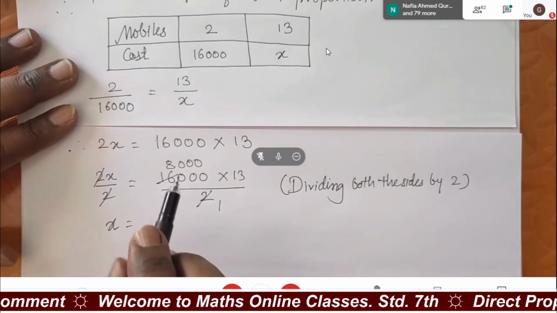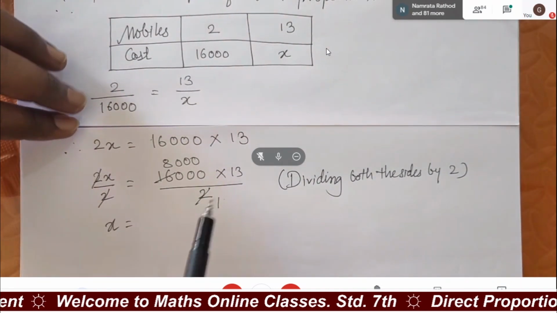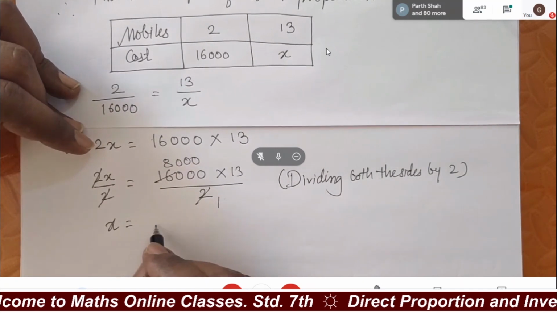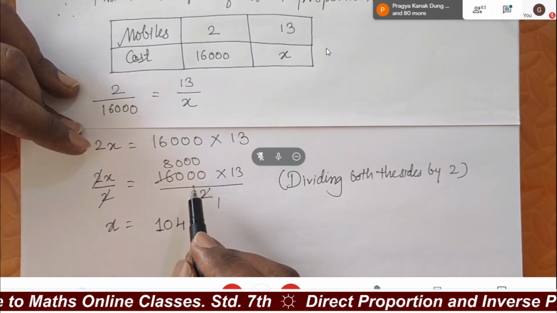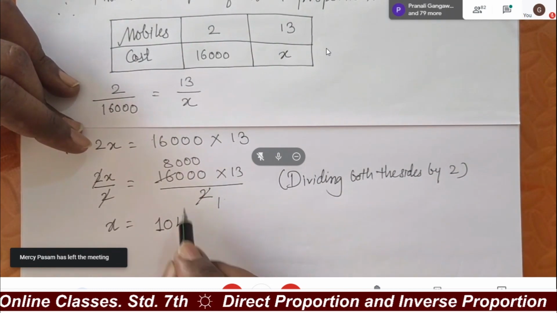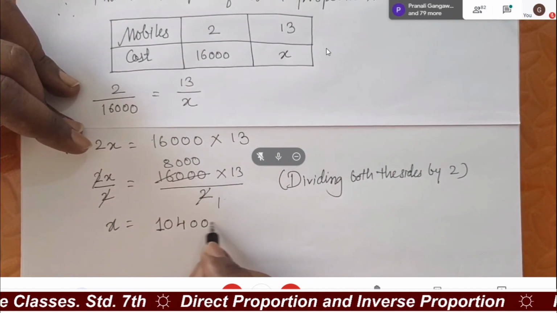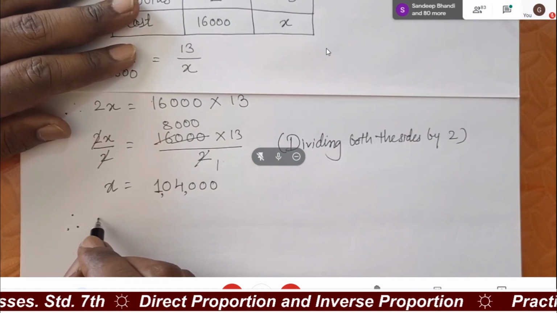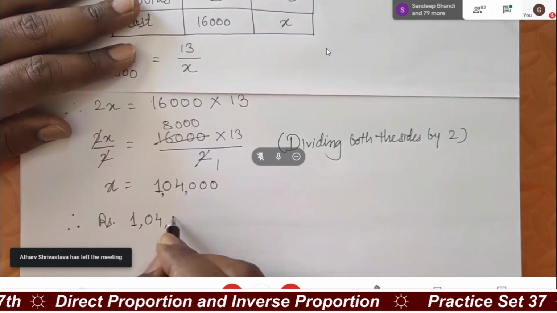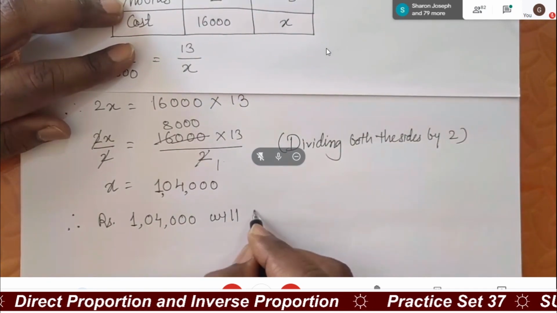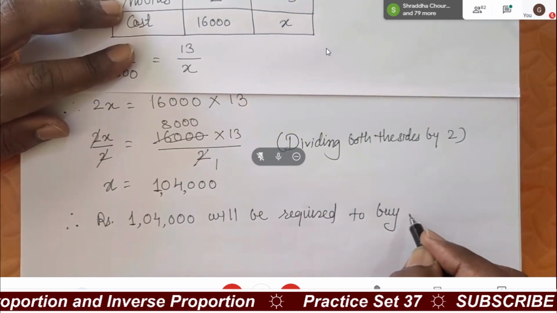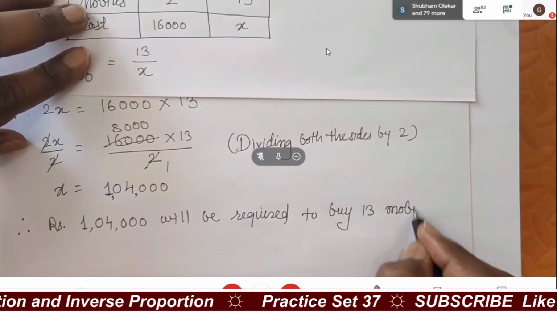8,000 multiplied by 13. You should know the table of 13. You have to say the table of 13 till 8. 104. And here how many zeros are left? Here 3 zeros. 1,04,000 rupees. 1,04,000 rupees will be required to buy 13 mobiles.